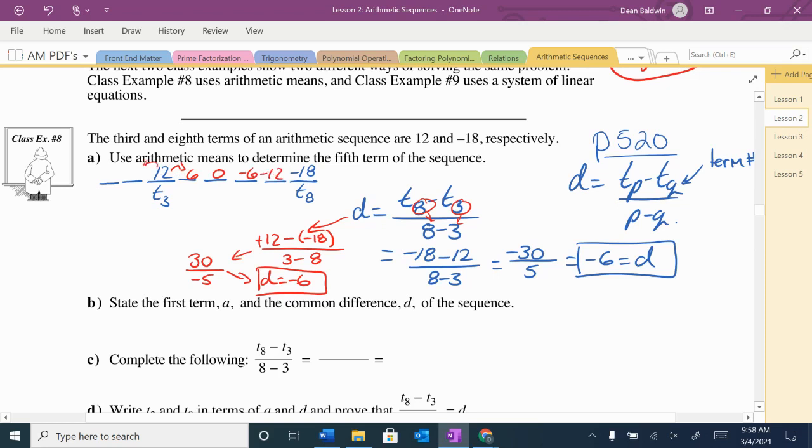What happens if I go this way? What do I have to do? You have to add the numbers, right? So you get 18 and then 24.